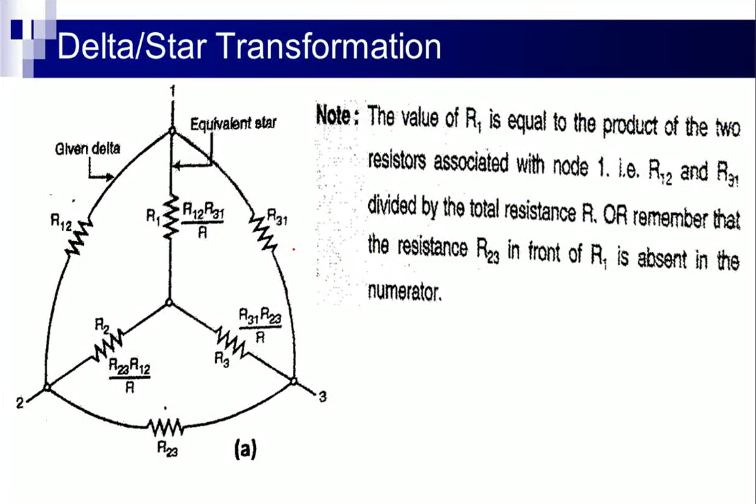So see, this will be your transformation. The outer side is the given delta circuit and the inner one is the equivalent star circuit having the value of R1 as R12 R31 divided by delta R. For R2, R23 R12 by delta R, and R31 R23 by delta R for the value of R3. So this will be your equivalent star and the outer side is the given delta circuit.